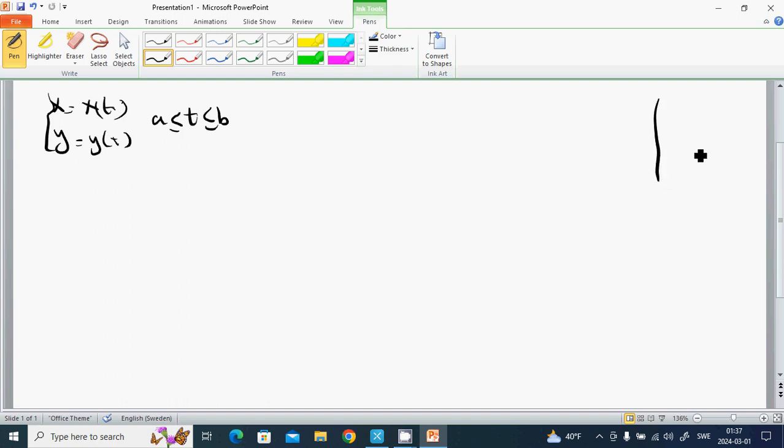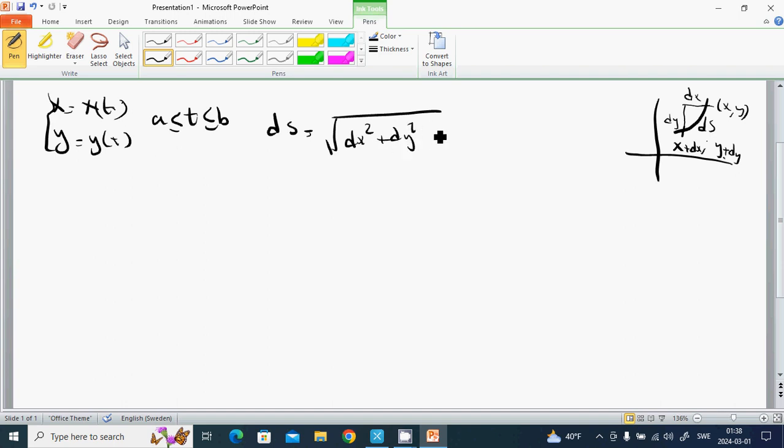Then we have the point x, y, and the point x plus dx, y plus dy, with dx and dy, and the length is ds. ds equals the square root of dx squared plus dy squared, which is the square root of x prime squared plus y prime squared, dt.